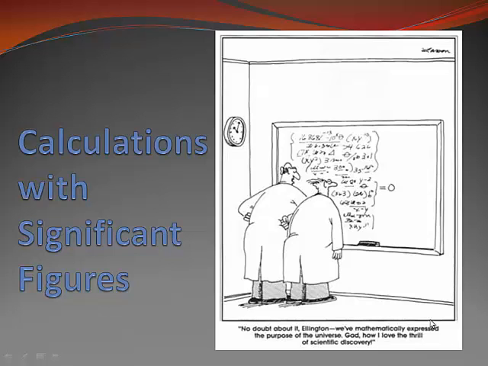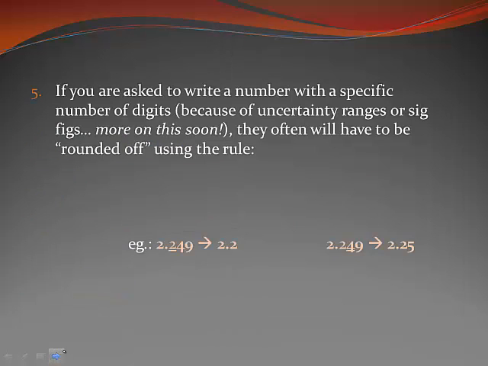Now that we've had a look at what a significant figure is and how to identify significant figures, it's important that we look at how we deal with significant figures when we calculate. Before we start, if you're asked to write a number with a specific number of digits, regardless of whether it's because of our uncertainty ranges or because of sig figs, we'll talk more about this in just a second, often we have to round those numbers off.